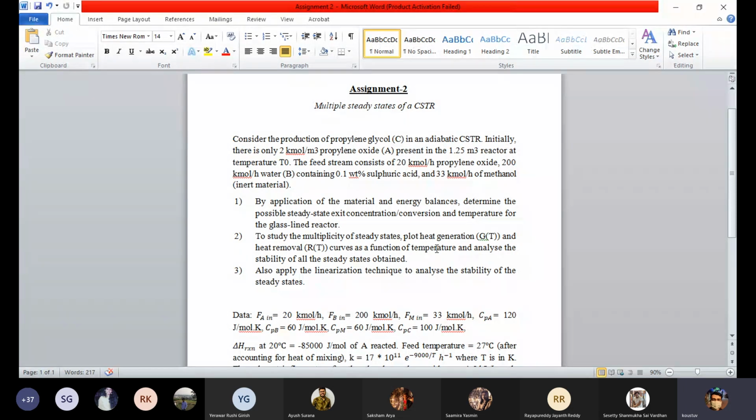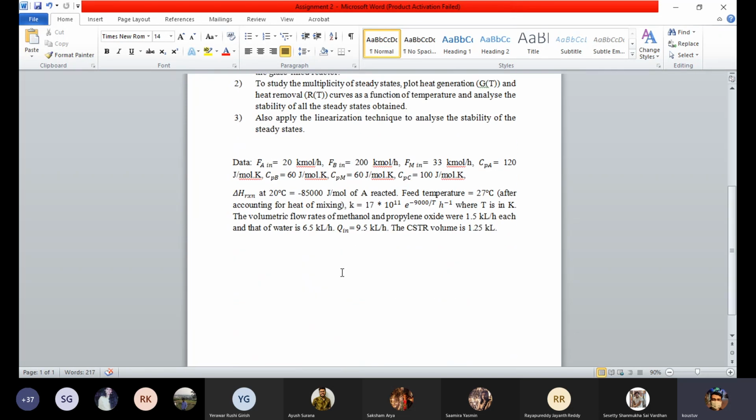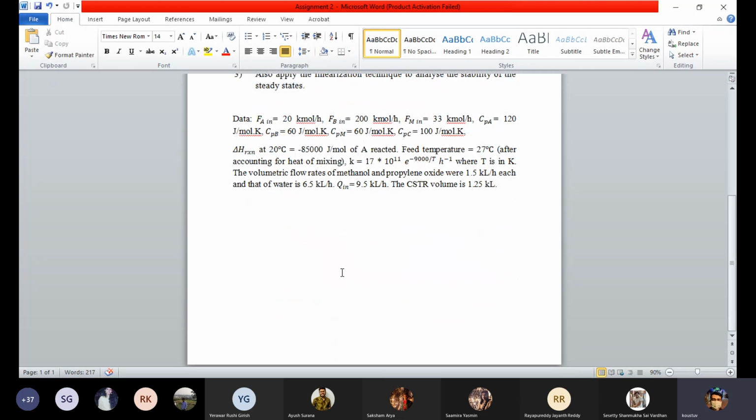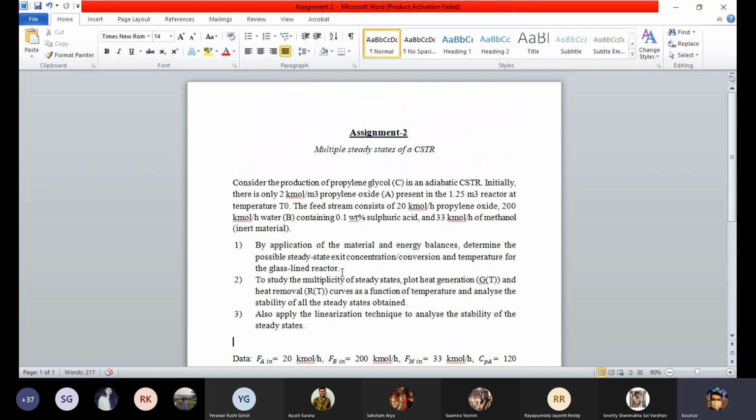So all you have to do is to solve the two equations to get the temperature and concentration profile over the reactor, and then you apply the technique to analyze the steady state points. First of all, you have to see how many steady state points you are able to see. So this is your second assignment. I will post it in the general channel, and practice it along with the MATLAB code, so that you will understand and get your concept very clear.